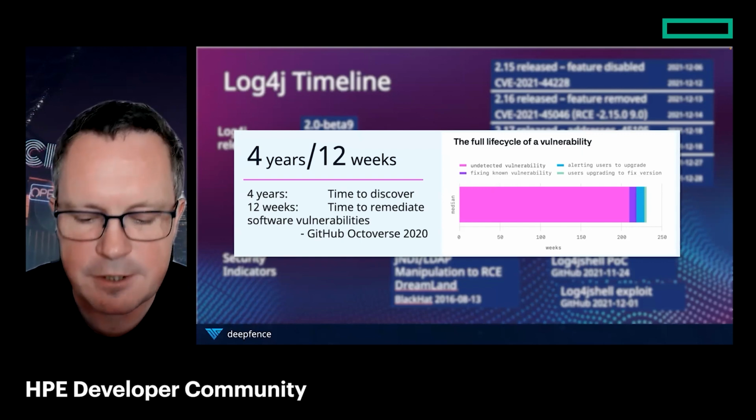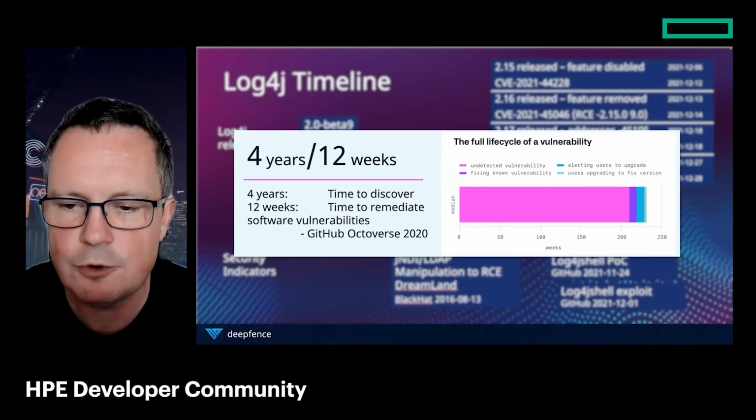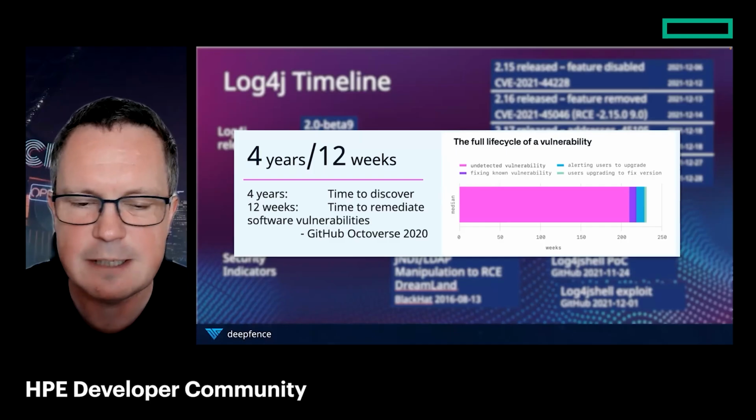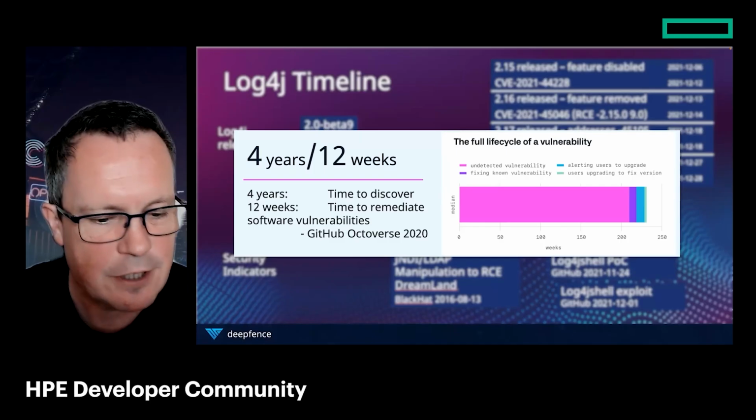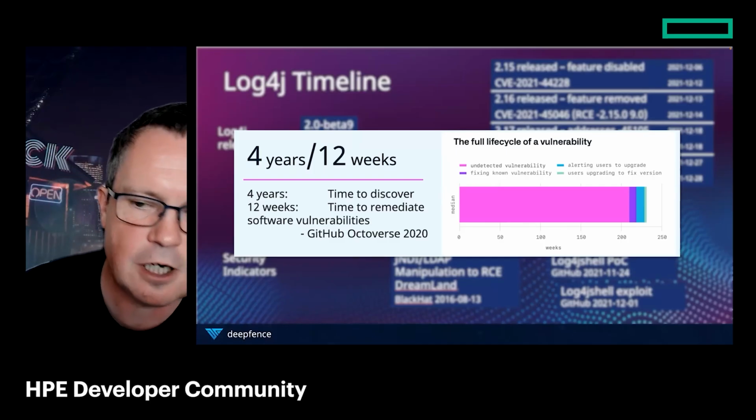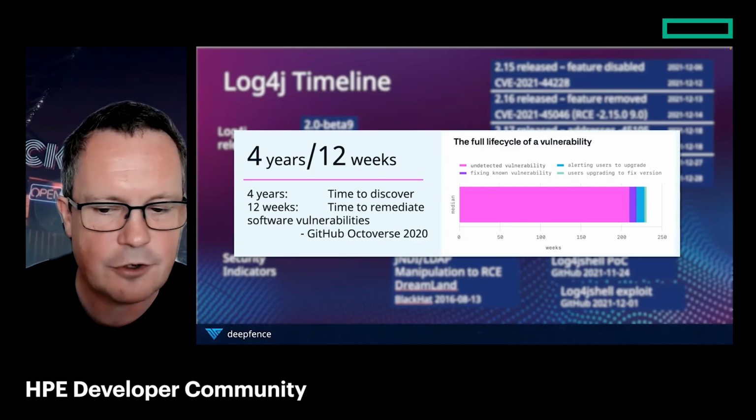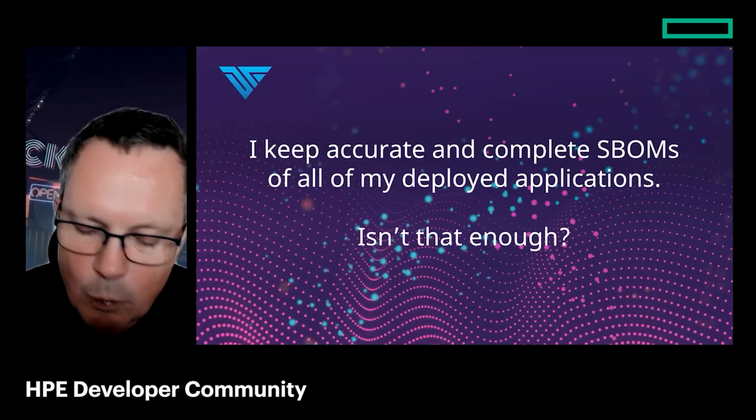So given that just scanning code when you build it, satisfying yourself there are no known vulnerabilities at build time, and then shipping to production, falls far short of catching long-term issues like log4j and other software vulnerabilities, what else can we do?